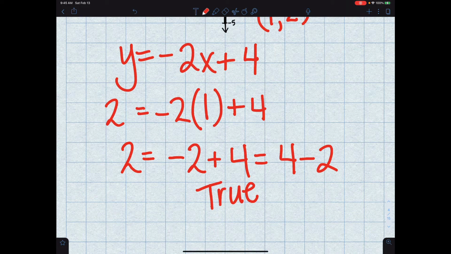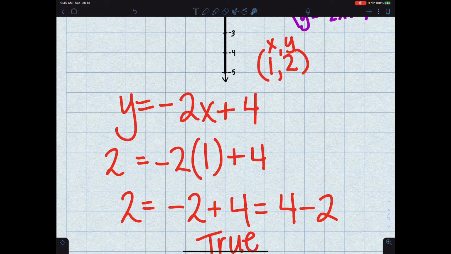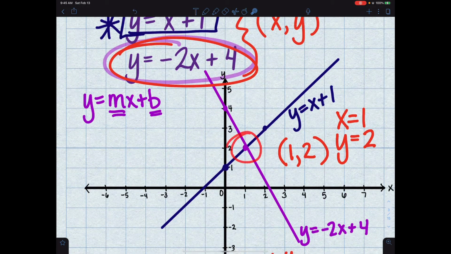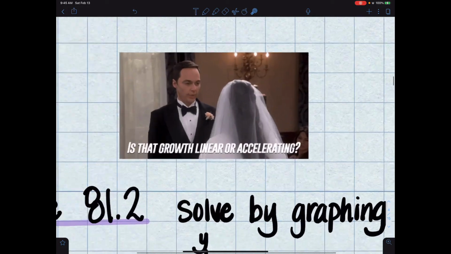So if I get those true statements, then I know for sure that these coordinates, 1 and 2, x is 1, y is 2, that is the solution for both of those equations, and that means those two equations are lines and they cross right at that point, which is cool, huh? That's pretty cool. Let's do another one because that was so fun.